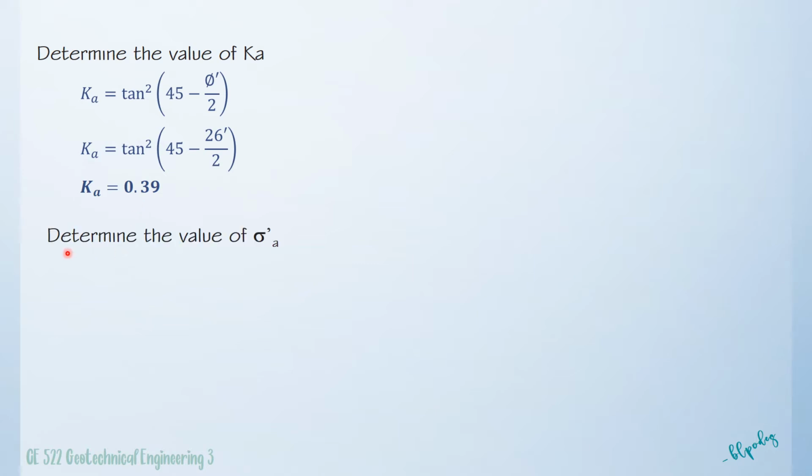Since this is a coefficient, it is a unitless value. And then next, we determine the value of the Rankine's active earth pressure. So do not be confused. This one is the Rankine's active earth pressure. This one is the coefficient of Rankine's active earth pressure. So this one is a coefficient, and this one is not a coefficient, so this one already has a unit.